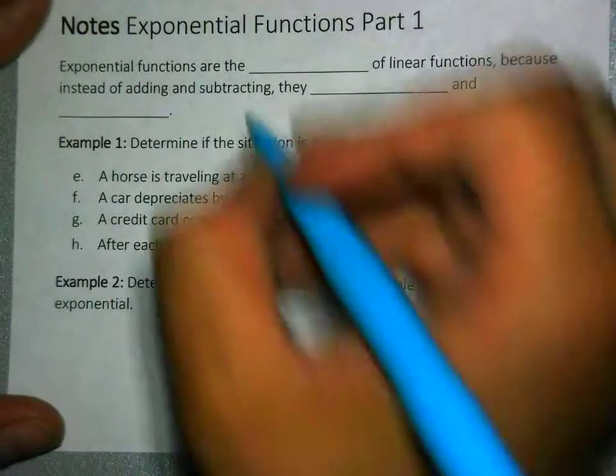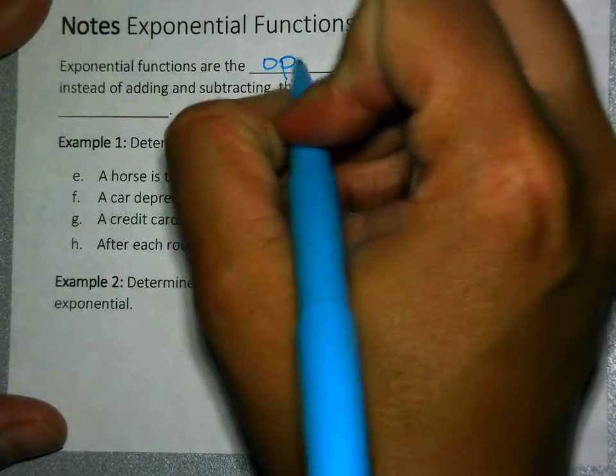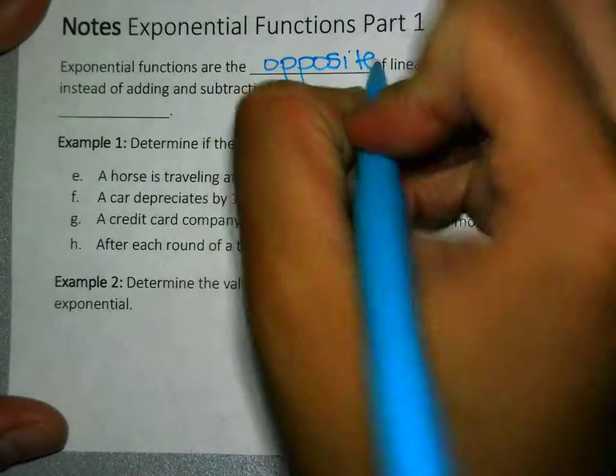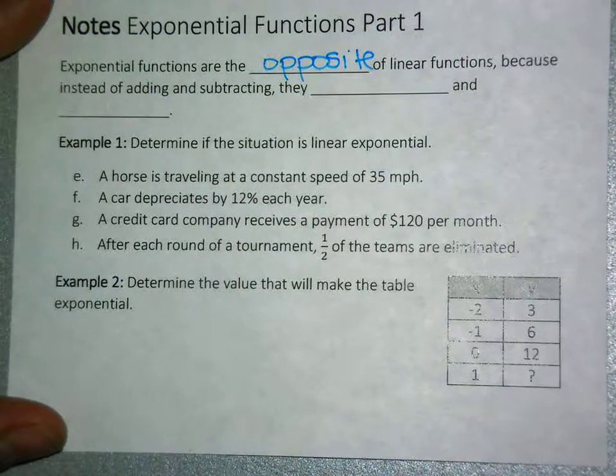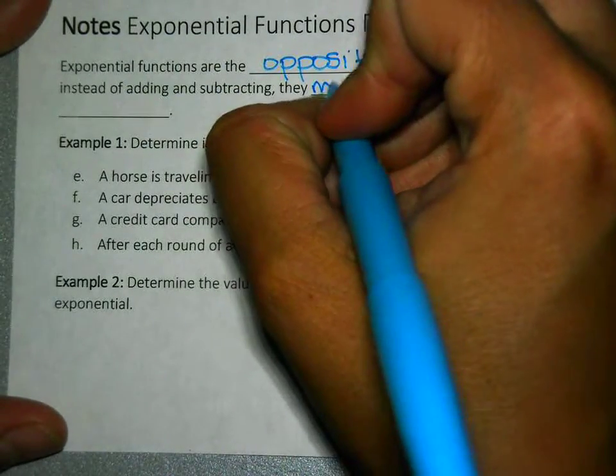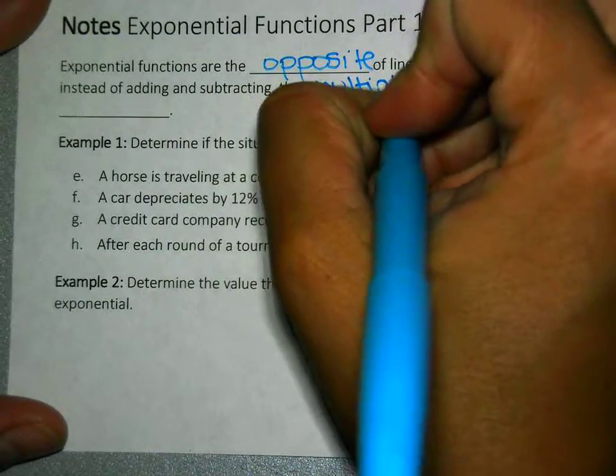Exponential functions are the opposite of linear functions because instead of adding and subtracting, they multiply and divide.